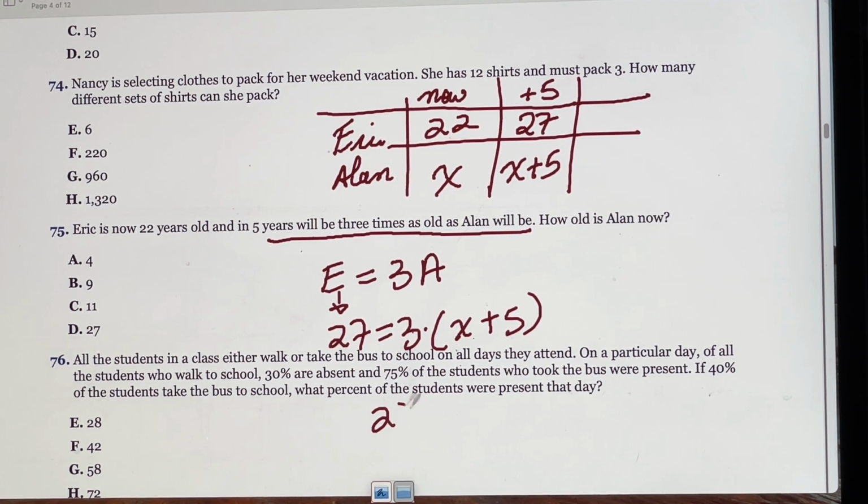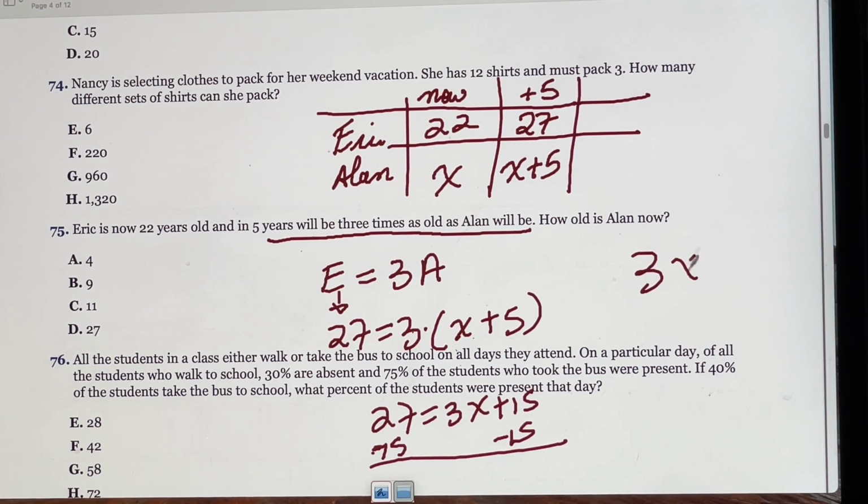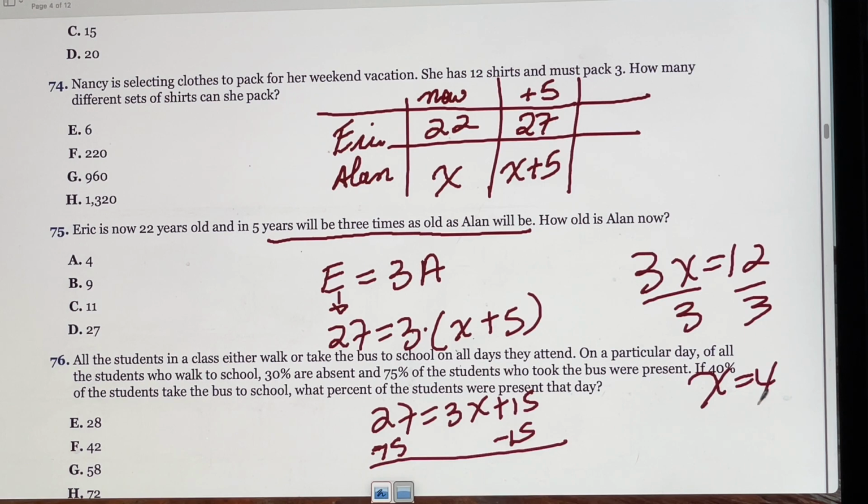So 27 equals 3x plus 15. Minus 15 on both sides, we get 3x equals 12, and divide both sides by 3. X equals 4. So Alan is 4 years old.